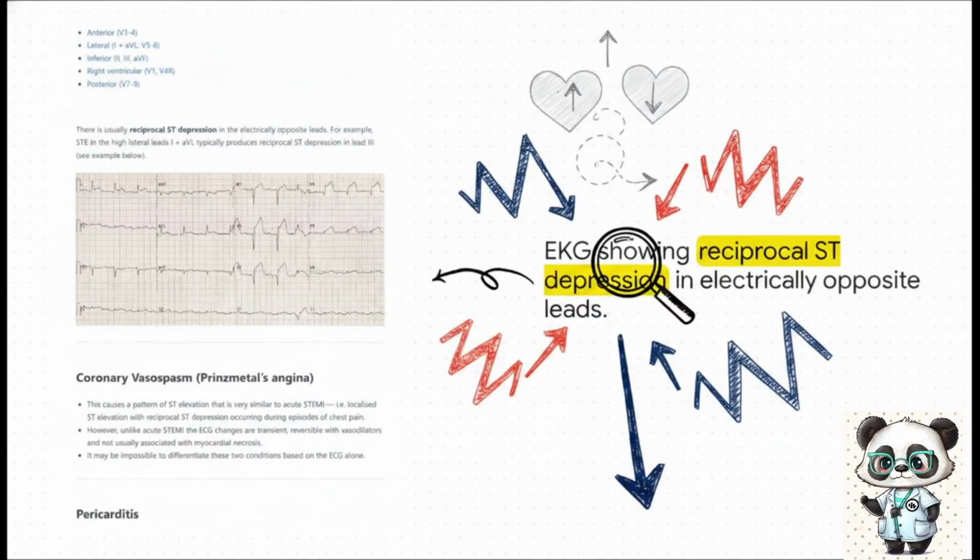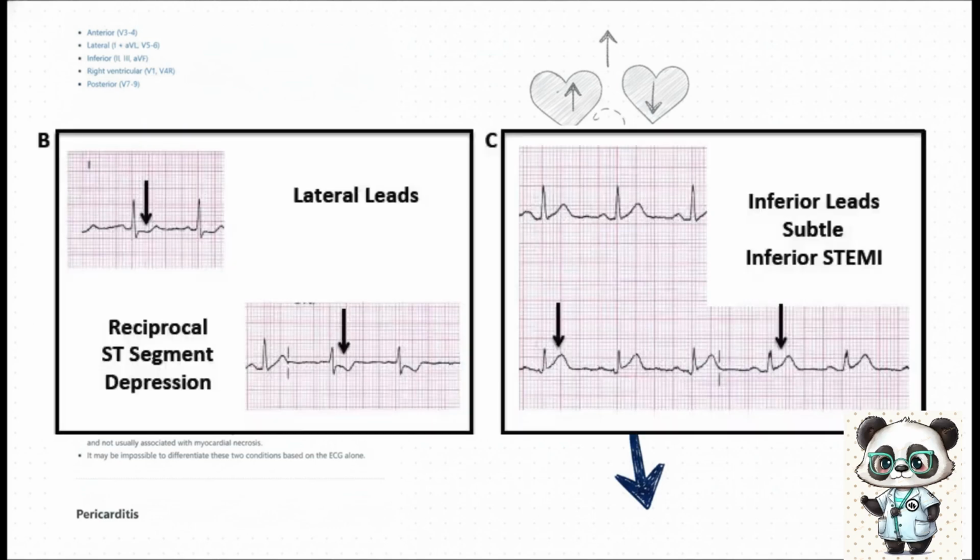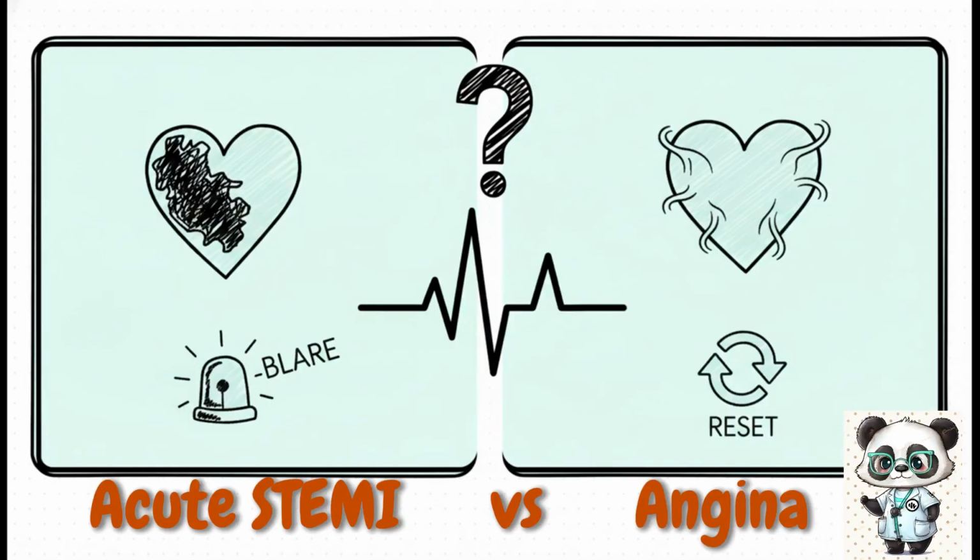And this beautifully illustrates a key dynamic, the concept of reciprocal changes. Because of how the heart physically sits in the chest as a 3D object, elevation in high lateral leads, like I and aVL, usually produces a reciprocal ST depression in the electrically opposite leads, like lead III seen right here. It's an electrical seesaw. When you see ST elevation paired with reciprocal depression elsewhere, your suspicion for a true acute occlusion should absolutely skyrocket.